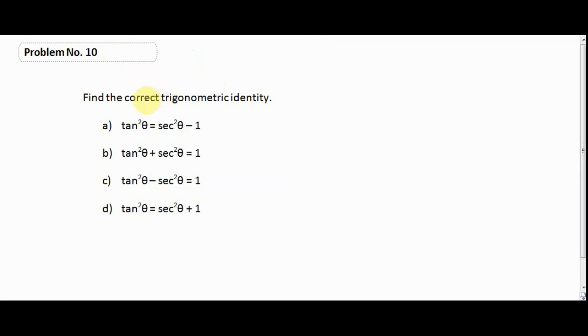Problem number 10. Find the correct trigonometric identity. So we are given 4 expressions here. You have to find out the right one. So just pause the video and think about the answer. So here the right answer is given by option A, that is tan square theta is equal to sec square theta minus 1. So we know that sec square theta minus tan square theta is equal to 1. So this expression is just rewritten like this, tan square theta equal to sec square theta minus 1. So here the right answer is given by option A.